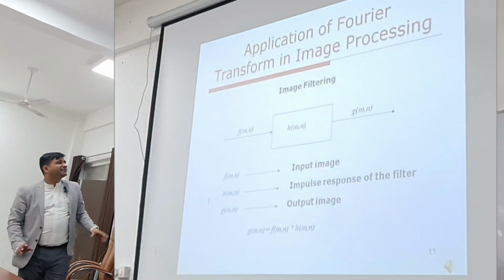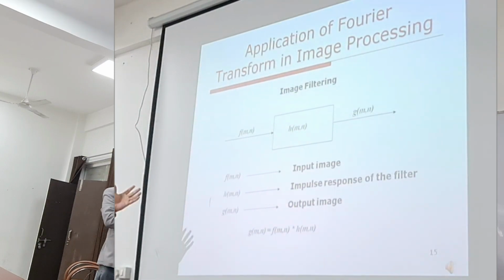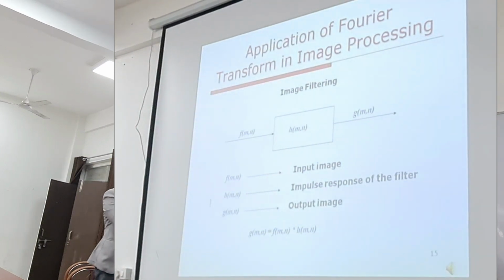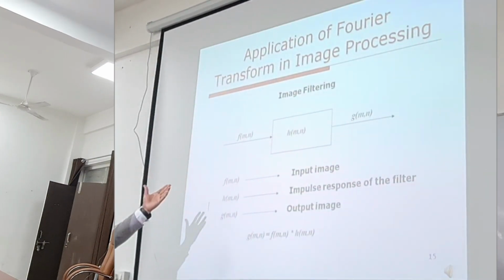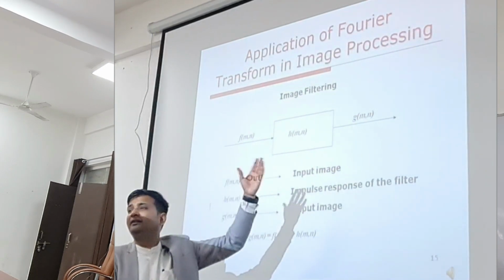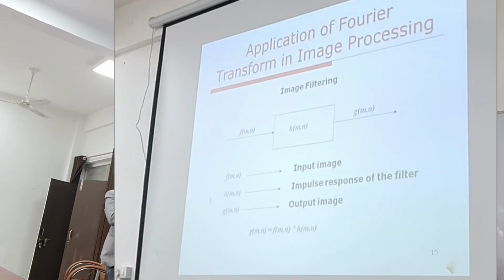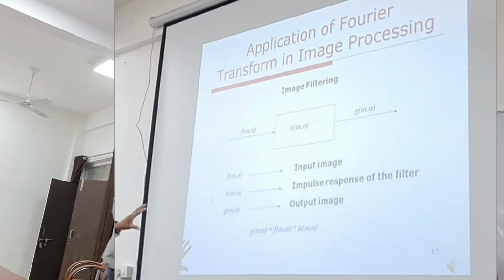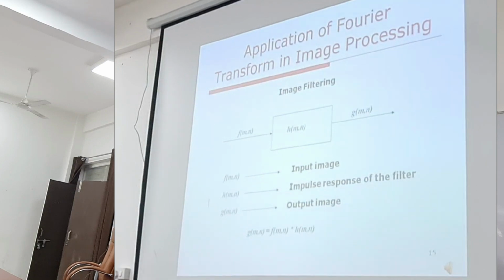Application of the Fourier transform in image processing. You use different types of filters for image processing. Simply, you have taken the block diagram of a simple image f(m,n). After the filtering, you obtain g(m,n). f(m,n) is the input image, h(m,n) is the impulse response of the filter function, and g(m,n) is the output image.